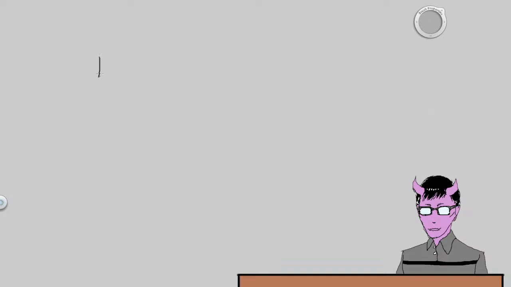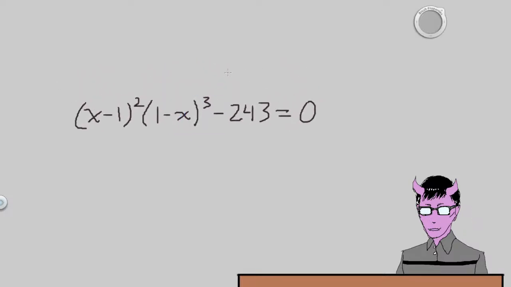So we have here 16x. No, this is not the one I want to do, I'm sorry. It's going to be x minus 1 to the power of 2, and then that's multiplied to 1 minus x cubed. And that is minus 243. And that is equal to 0. Alright. So we have something interesting going on, a little bit interesting.